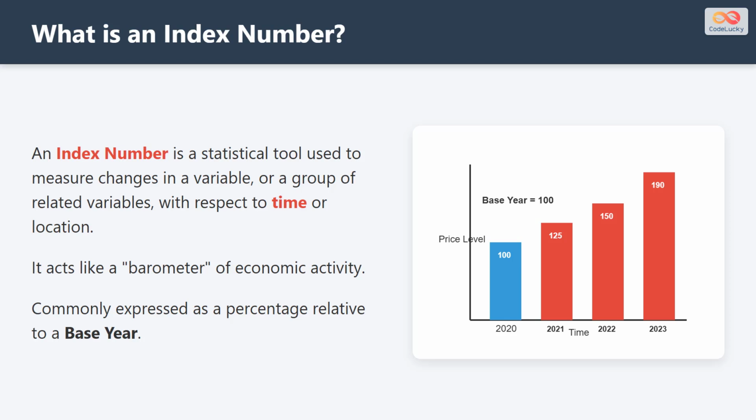So, what exactly is an index number? Put simply, it is a statistical device. It allows us to measure changes in a variable or a group of variables over a specific period of time. Think of it as a barometer for the economy. We usually express these changes as a percentage, comparing a current time period to a fixed point in the past, which we call the base year. If the base year is 100 and the current index is 110, that indicates a 10% increase.